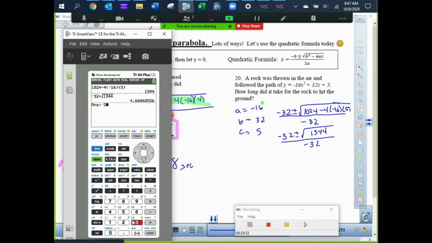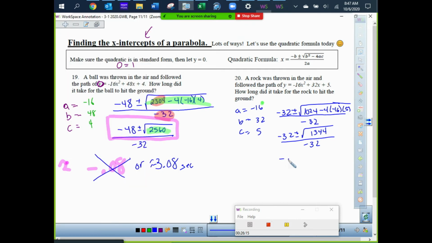We'll always get one negative answer and one positive answer when we're doing these problems where the rock starts above the ground. So about negative 0.15. What was the other one when we punched it in? Negative 32 plus the square root of this, then divided by 32? 2.15-ish? Is that what we're getting? We'll throw out the negative, and we'll throw seconds on this one.